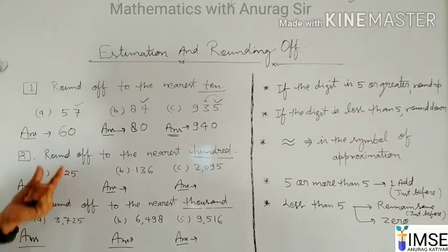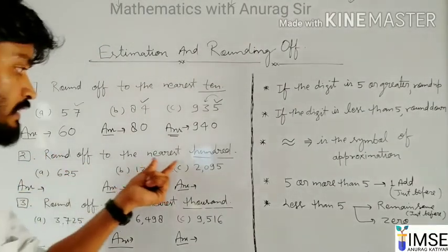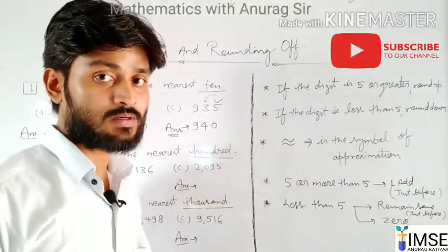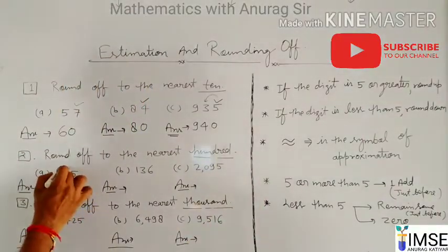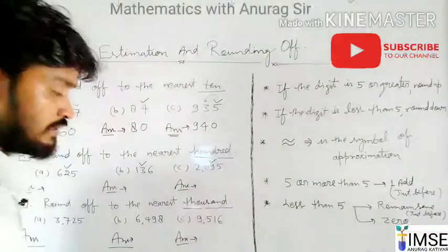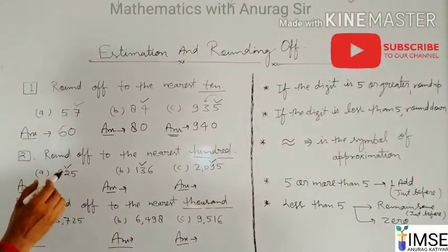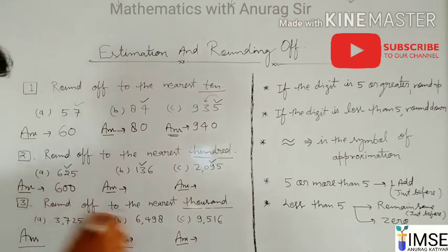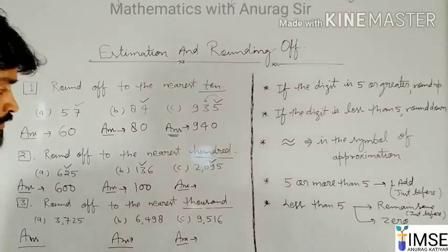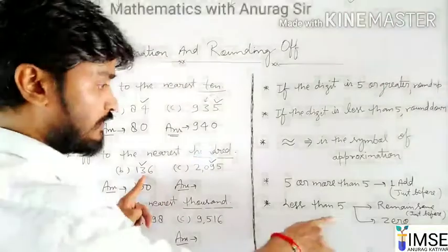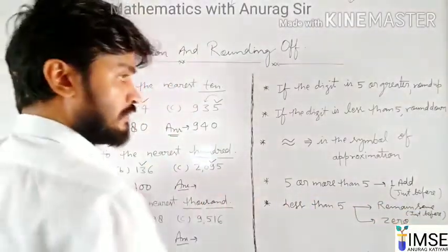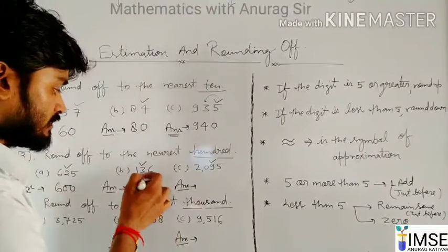Now we take the second question, round off to the nearest 100. So we focus on the digit just before the hundreds, that means the tens digit. Here the tens digit is 2, here the tens digit is 3 and here the tens digit is 9. Here it is 2, so we write 600 because this is less than 5, so it remains the same. This is 3, which is also less than 5, so it remains the same, meaning the digit just before is the same and all the digits after become 0.